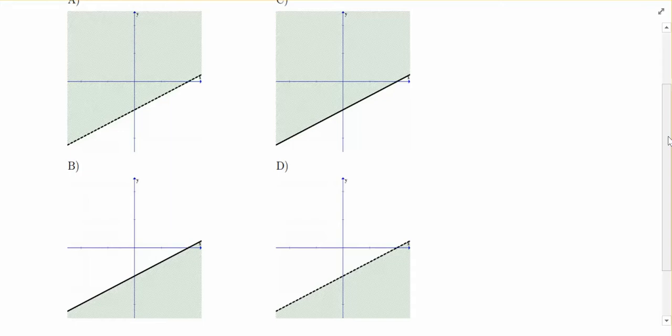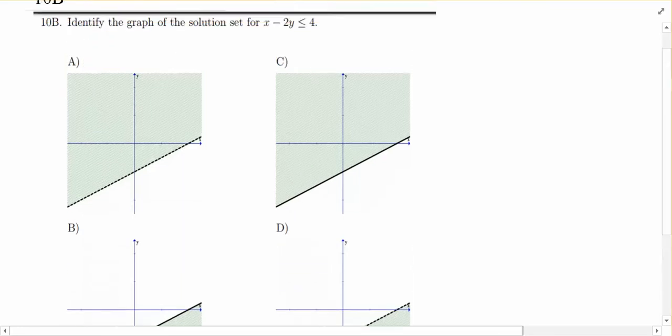As we look at the four multiple choice options here, what's really jumping out at me is that half of them are dotted and half are solid. Half are shaded above the line and half are shaded below the line. So those are the two things we want to differentiate: whether it should be dotted or solid, and which direction it should be shaded. So let's do some review for those topics.